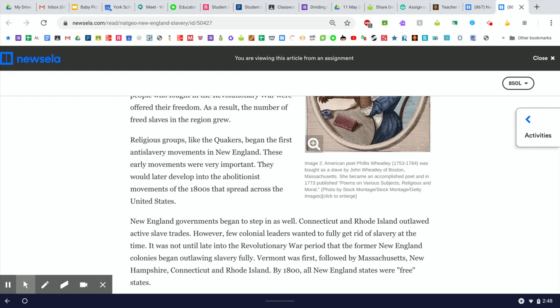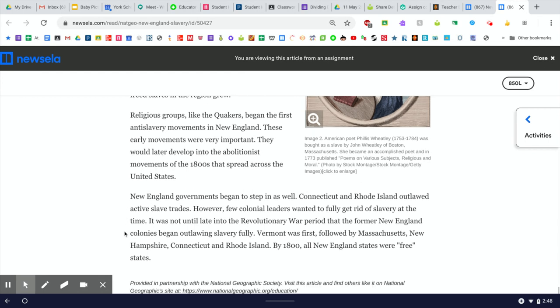It was not until late into the Revolutionary War period that the former New England colonies began outlawing slavery fully. So that's the late 1700s. Vermont was first, followed by Massachusetts, New Hampshire, Connecticut, and Rhode Island. And remember, Maine was part of Massachusetts. So when you read Massachusetts, you got to think about Maine too. In 1800, all New England states were free states. Free meaning they didn't allow slavery.